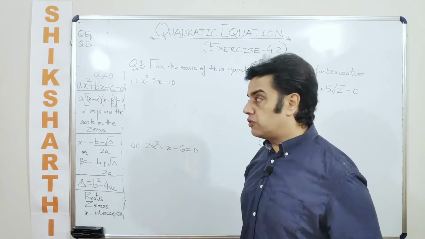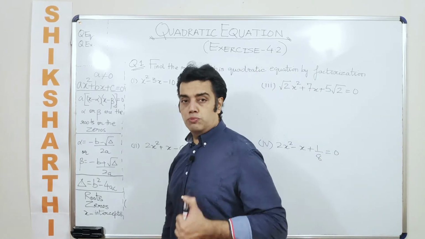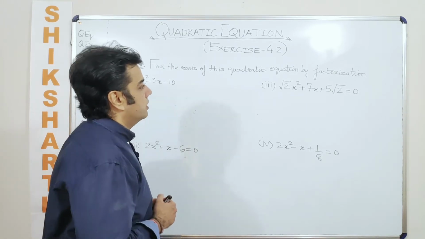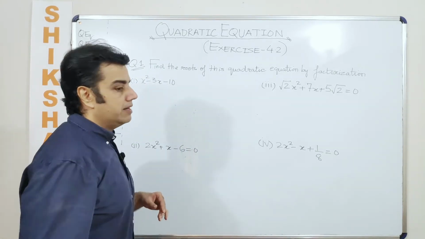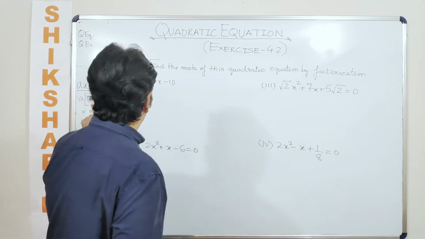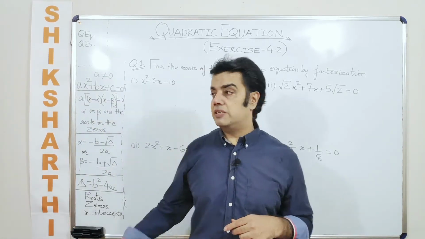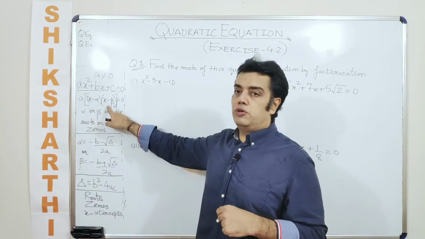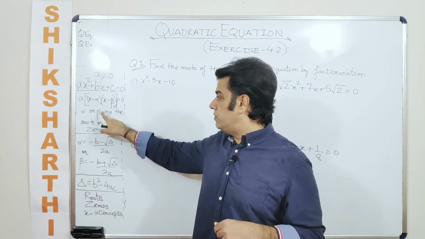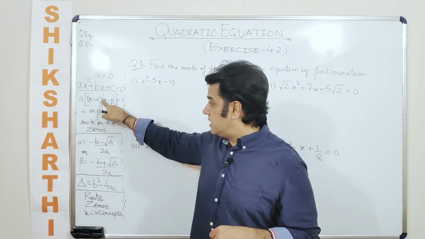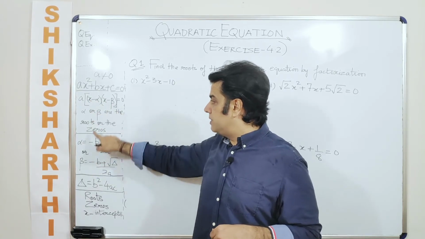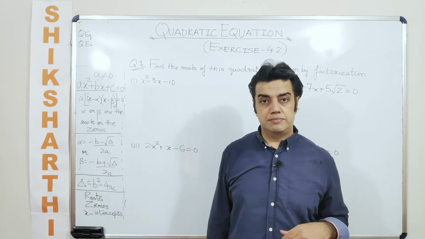So let's start off with exercise 4.2 question number 1, which says find the roots of this quadratic equation by factorization. And we know how we factorize. We factorize a quadratic equation as a times (x minus alpha) into (x minus beta) is equal to 0, wherein the factors are x minus alpha and x minus beta. So I can just substitute the values of alpha and beta from here to factorize it.